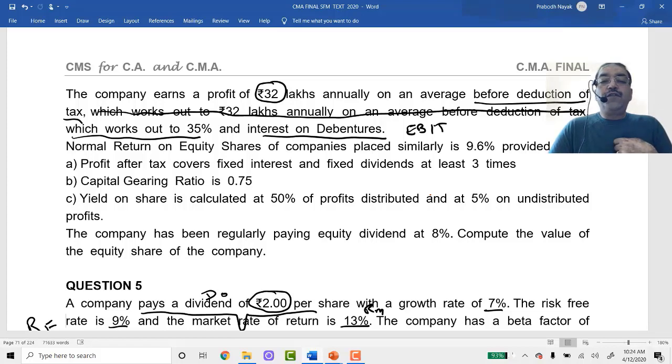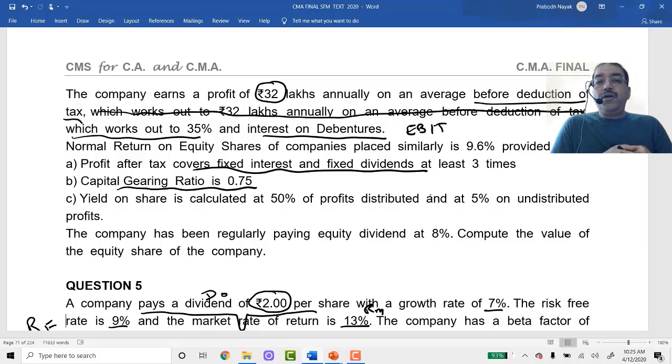Profit after tax covers fixed interest and fixed dividends at least 3 times. Capital gearing ratio is 0.75. All the other companies, this is the benchmark: they are earning 9.6% on their equity capital, but profit after tax covers fixed interest and dividends at least 3 times, their interest and dividend coverage ratio. What do you mean by this? Their interest and dividend coverage ratio is 3 times, their capital gearing ratio is 0.75.